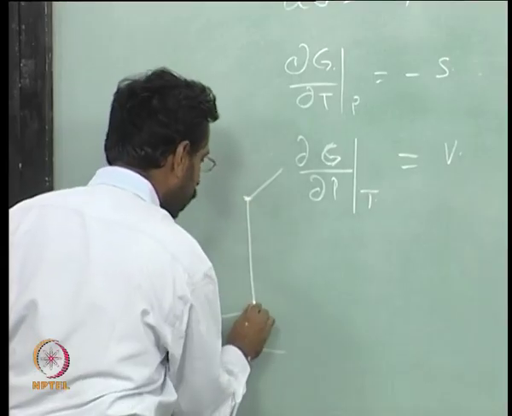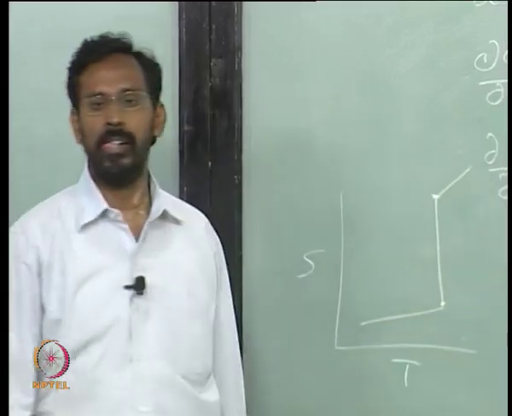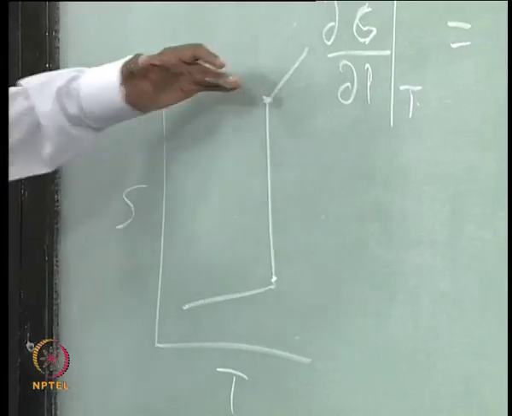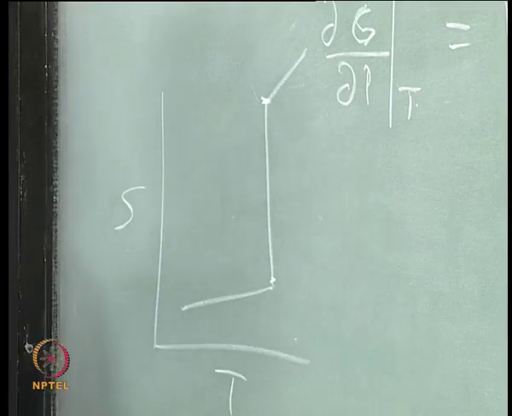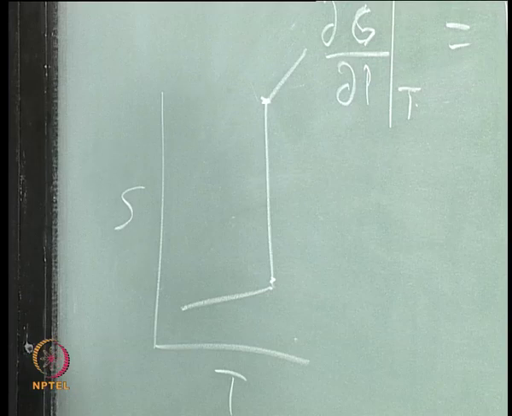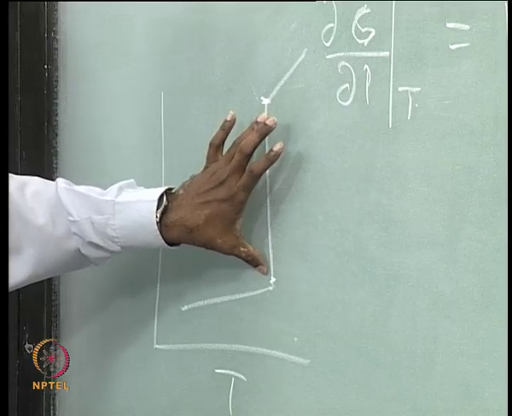At the transformation temperature, there is a discontinuity between the entropy of the liquid and the entropy of the solid. I mean, I am talking of liquid to solid as a transformation. Any transformation you take, product and the parent phase, between the product and the parent phase, there will be an entropy difference.